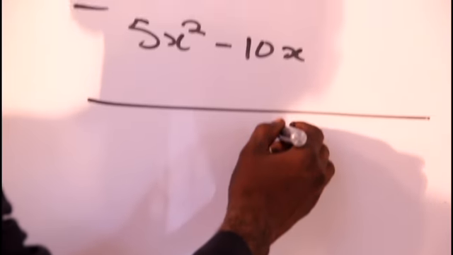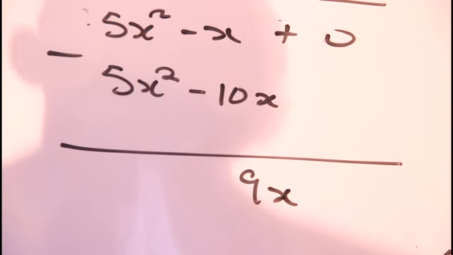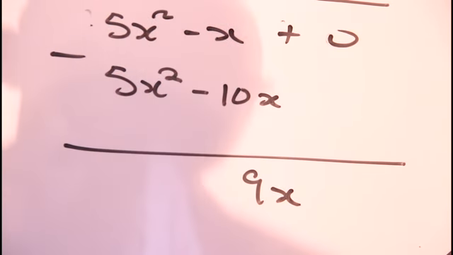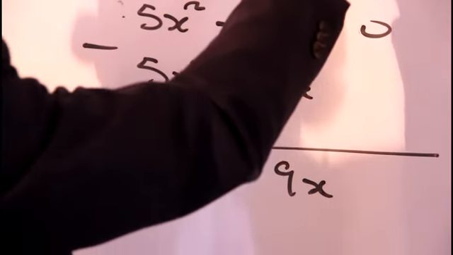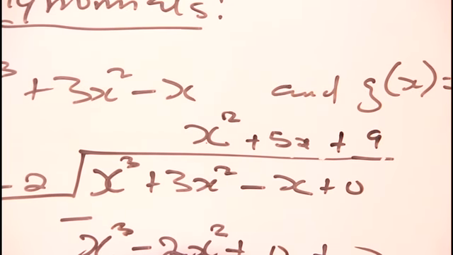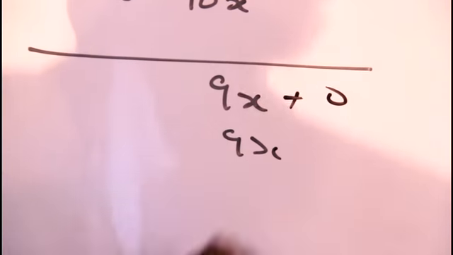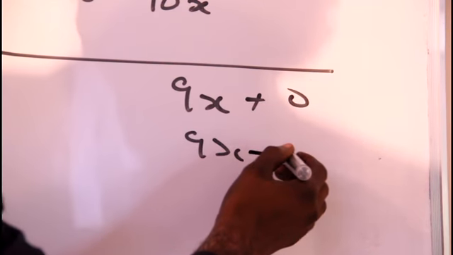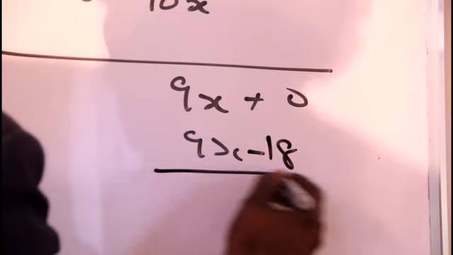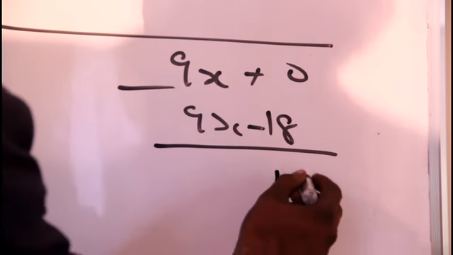So you come up here and write your 9x. This is done in your rough column. Then x into 9x, our result will now be plus 9. 9 times x will be 9x. We have plus 0 here. Then 9 times minus 2 will be minus 18. Finding our difference, our result will now be 18.